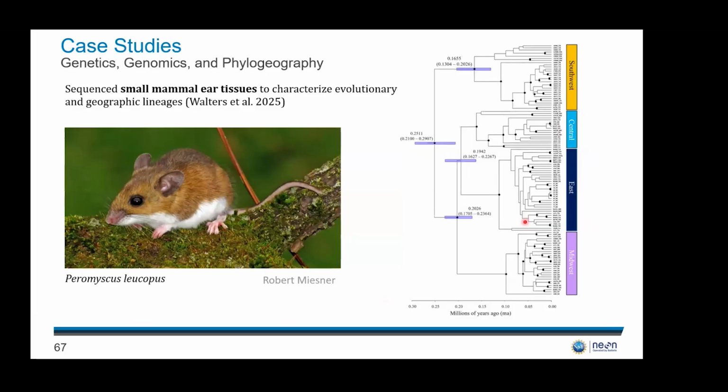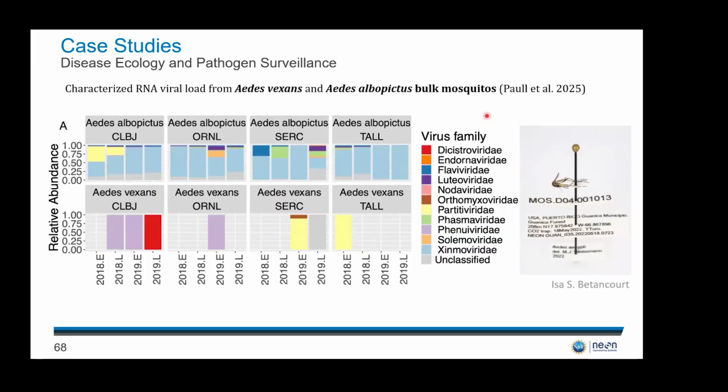A use case example for studies that use DNA or RNA to characterize species include this one that took our frozen tissue from small mammal ears, small mammal ear punches. They sequenced them and then used the results to characterize these small mammals into phylogeographic lineages, which was pretty cool. We do actually get quite a bit of disease ecology research being done with the samples, which makes sense given NEON's focus on collecting pathogen data.